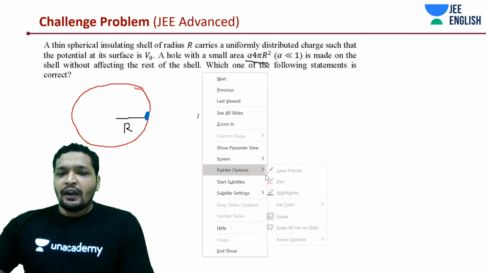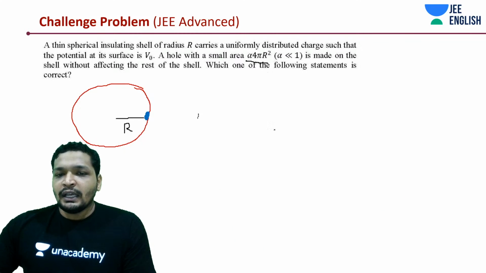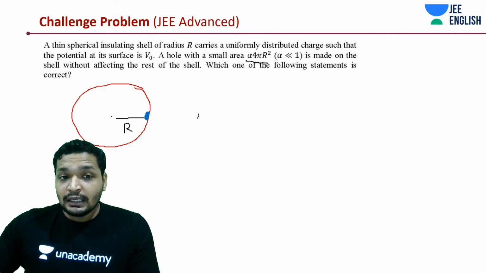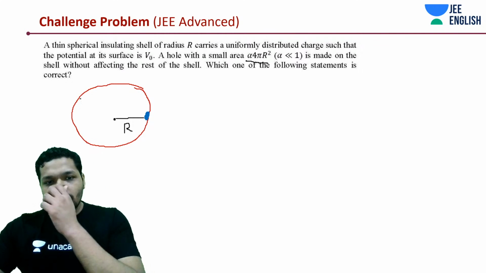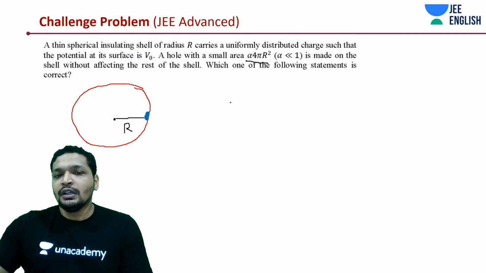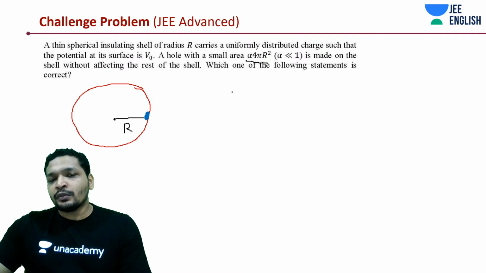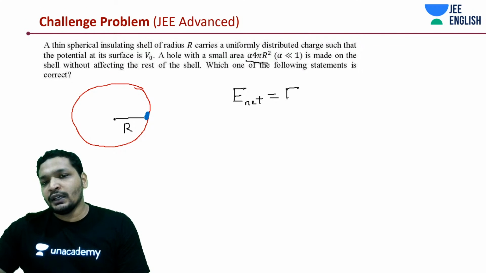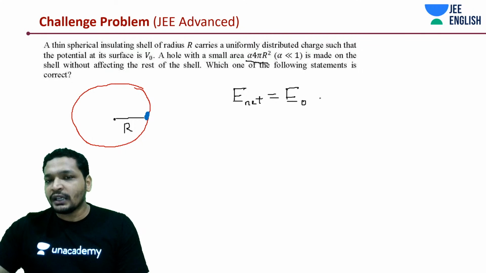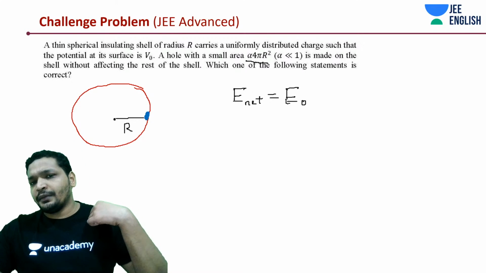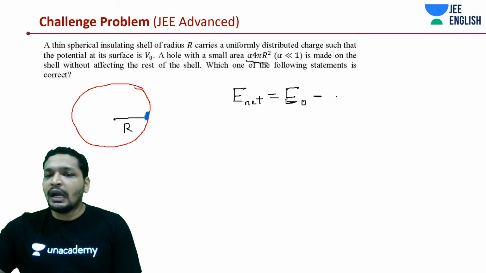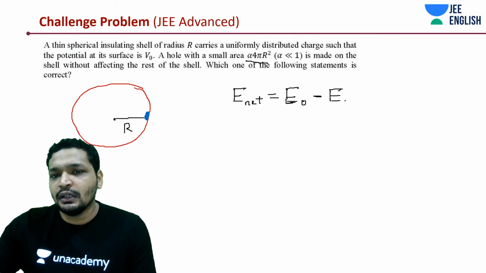Now we have to recognize the electric field part of it, at the center is what is being said. And as usual, two things will exist. One is due to the sphere, one is due to this point charge. Due to the sphere, the net electric field would be E naught, which in this case is directly V naught by R, and minus E alpha.